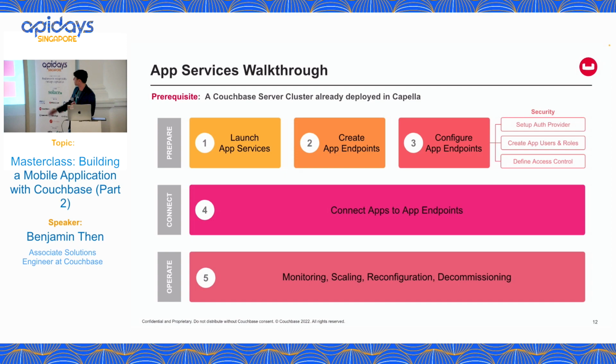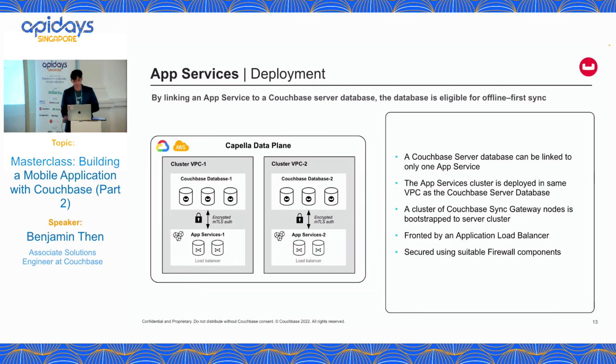Like setting up the authentication provider, creating app users and roles, which I'll go into deeper a bit later on, and defining some access controls, right? And then I'll be ready to actually connect my application to my cloud database. So I just wanted to touch on app services and endpoints in the next 2 slides.